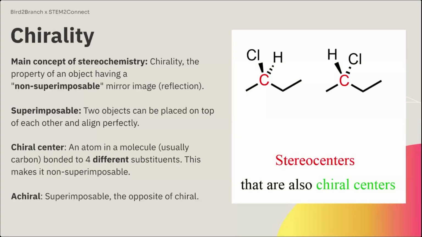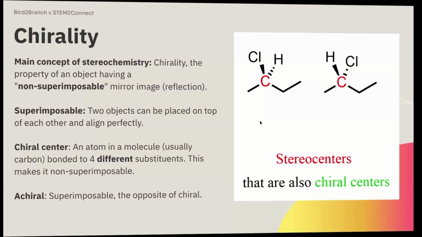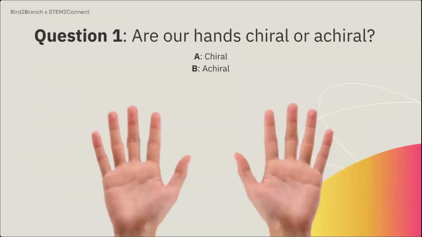Yeah, that is exactly correct. So now that you know what chiral and achiral and superimposable and non-superimposable mean, and that a chiral center just means you're connected to four different parts, let's test our understanding with a very basic question, and I may or may not have given this away on the previous slide. Please answer A or B in the chat. Are our hands chiral or achiral?